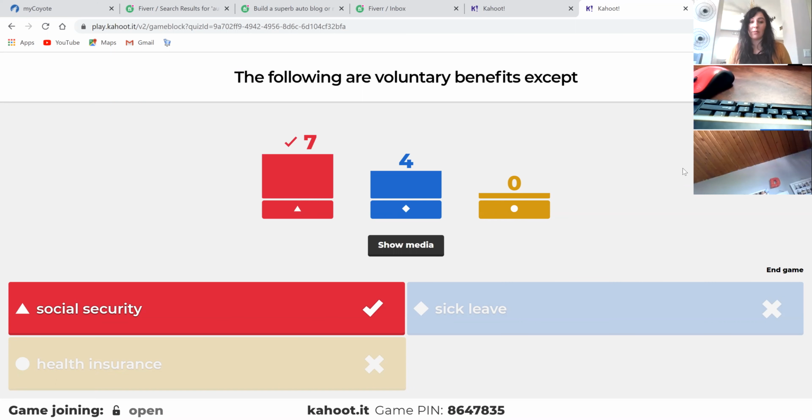So what are the mandatory ones? Social Security, workers' compensation, unemployment, and Medicare. Those are the four mandatory ones. There's no other mandatory benefit other than those four. So everything else is a voluntary benefit.